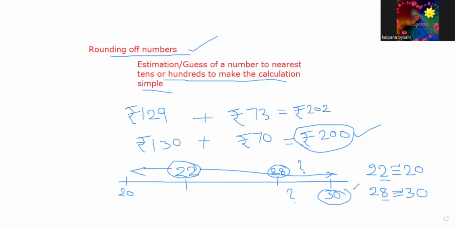Now, how to remember, ma'am? Every time these are small numbers, so easily we can round it to nearest 10. If it is a large number, how to do? There are certain rules. Okay, let me explain the rules.